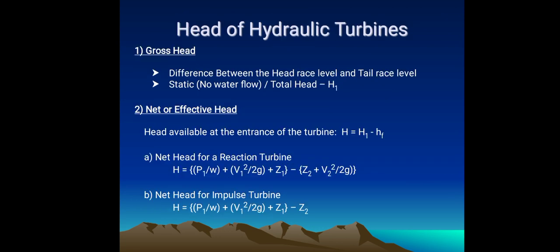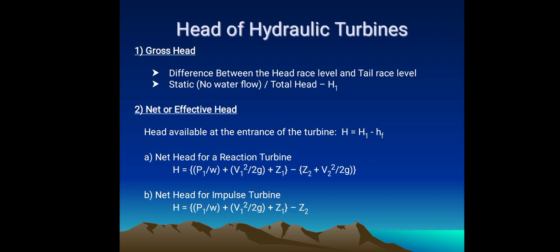Heads of hydraulic turbines. Gross head. First one: the difference between the head race level and tail race level. Static head: gross head minus H1. Net or effective head: the head available at the entrance of the turbine, H = H1 - Hf. Net head for a reaction turbine, H = P1/w + V1²/2g + Z1 - Z2 - V2²/2g. It is the Bernoulli equation principle.